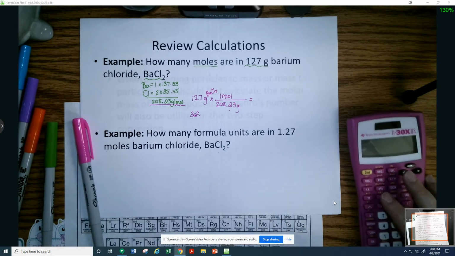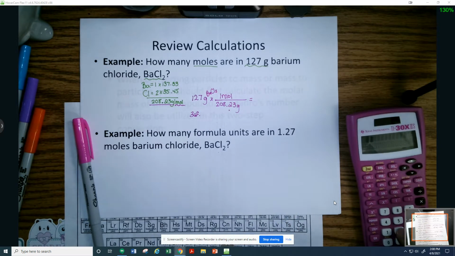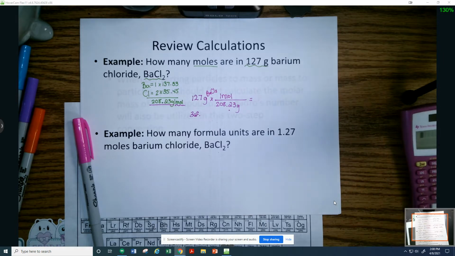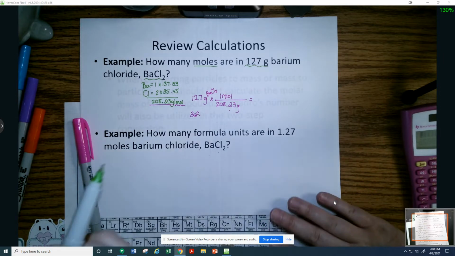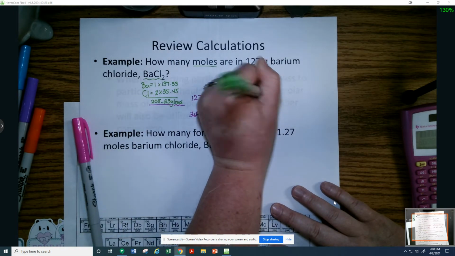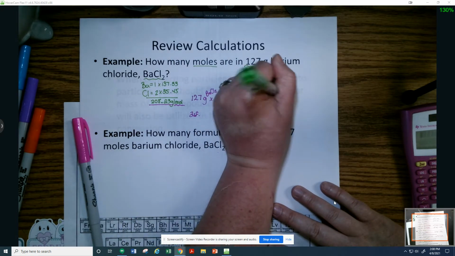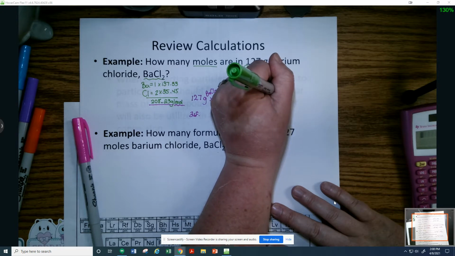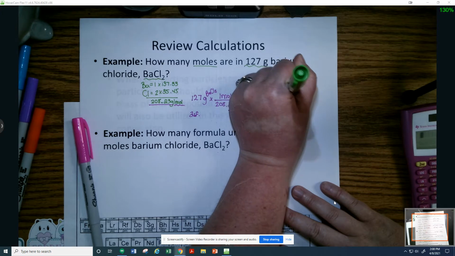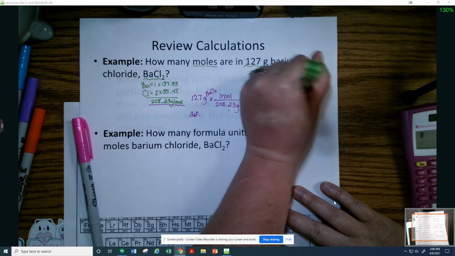Finally, to solve, we're just dividing it out, so taking 127, you're going to divide that out by the 208.23. You're going to keep that to 3 significant figures. So when I did that, I got a final answer of 0.610. And that, again, with adding that 0, it keeps that third sig fig. So we have moles, and this is of barium chloride.